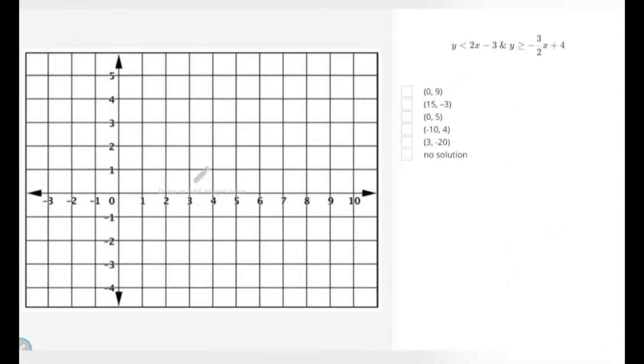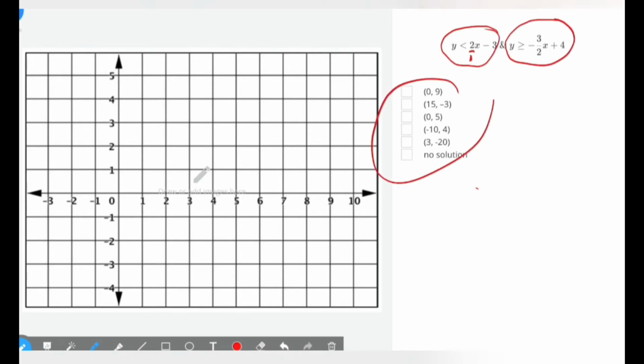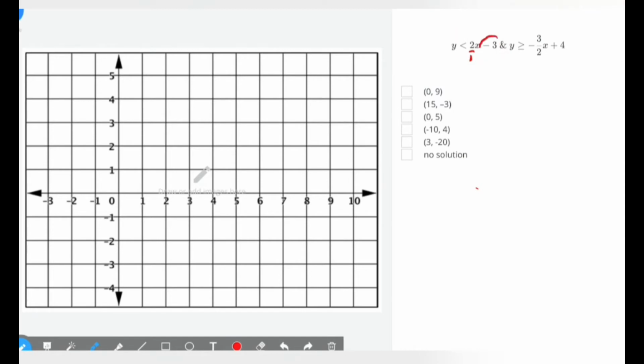Right? Same exact thing. Y needs to be solved for. The number in front of x needs to be a fraction. Okay? Alright. So let's sketch this and let's sketch this and check solutions. Okay? So the first one, we start at negative 3. Then we go up 2 over 1. Same exact thing as what we just did. Negative 3, up 2 over 1.